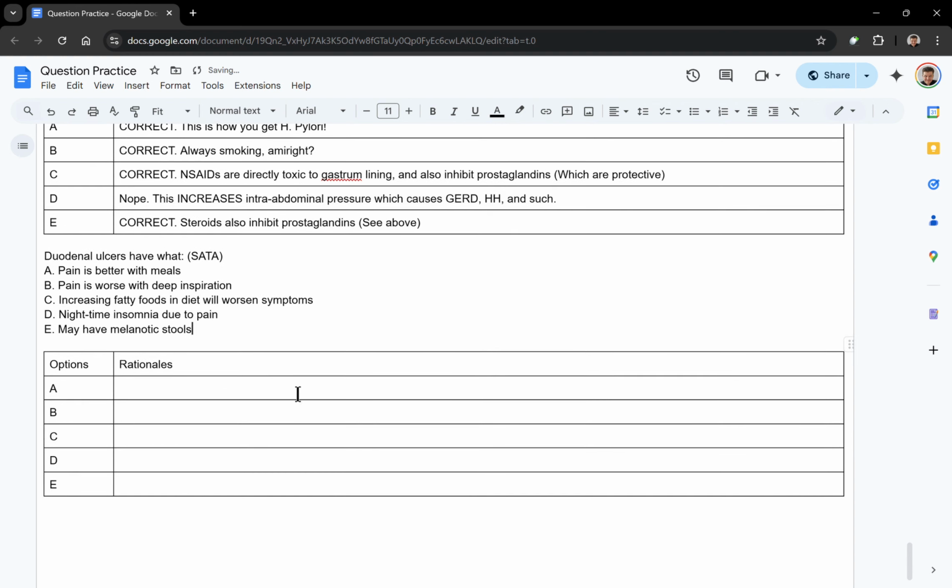Okay, so A, pain is better with meals. Yes. Pain is better with meals? Unless your slide is wrong. So what's the rationale? It says foods until 2 to 4 hours weight gain and antacids. So duodenal ulcers, right? That's what we're doing, duodenal ulcers.